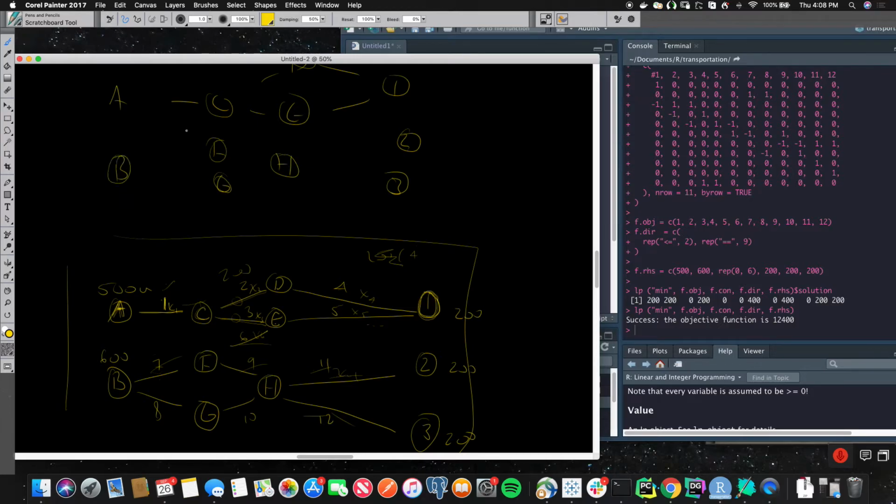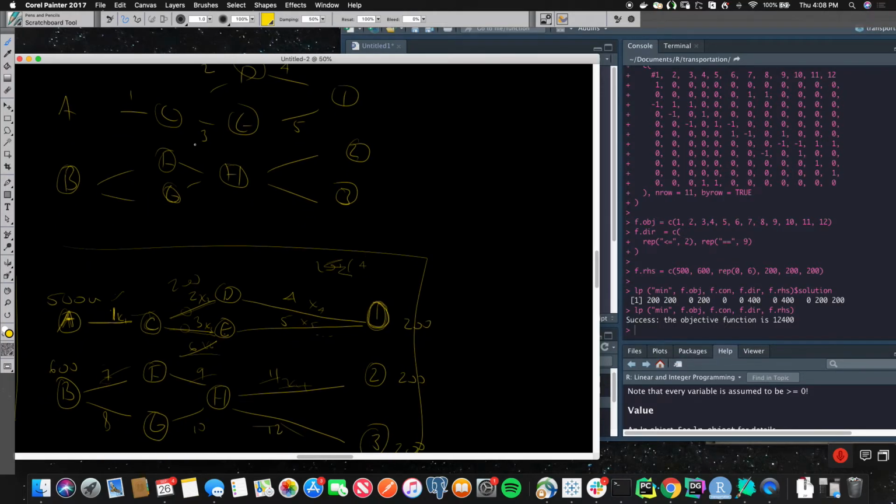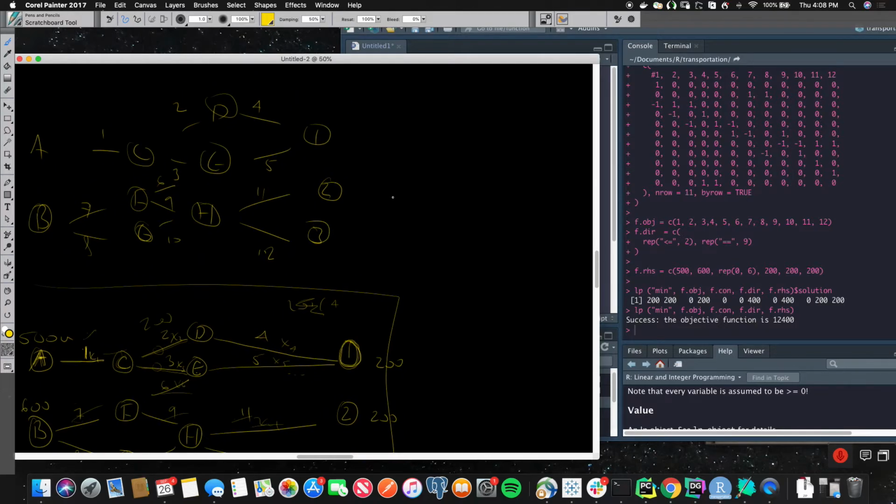And our original coefficients, or the costs, were as follows. So 1, 2, 3, 4, 5, 6, 7, 8, 9, 10, 11, 12. All right, so x1 has to be equal to 200. So 200 is going to come through x1. And remember, we had 200 here, 200 here, and then 200 here as a requirement. We've got 600 here and 500 here.